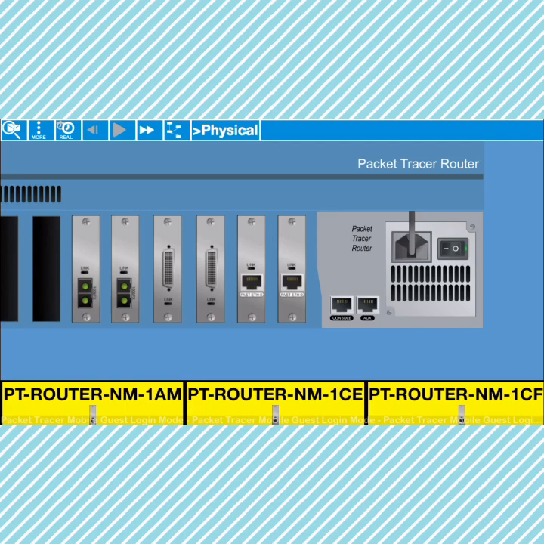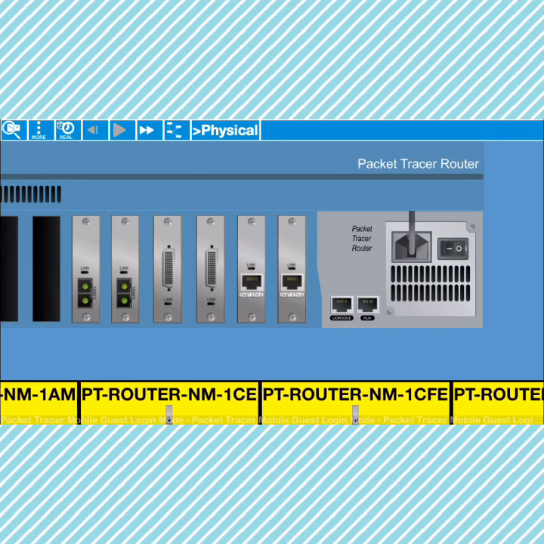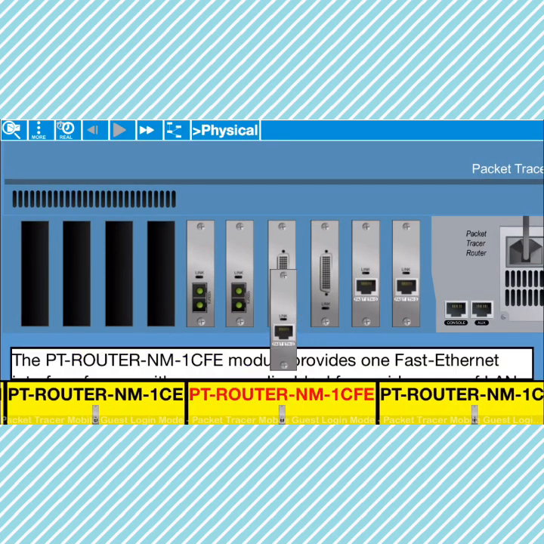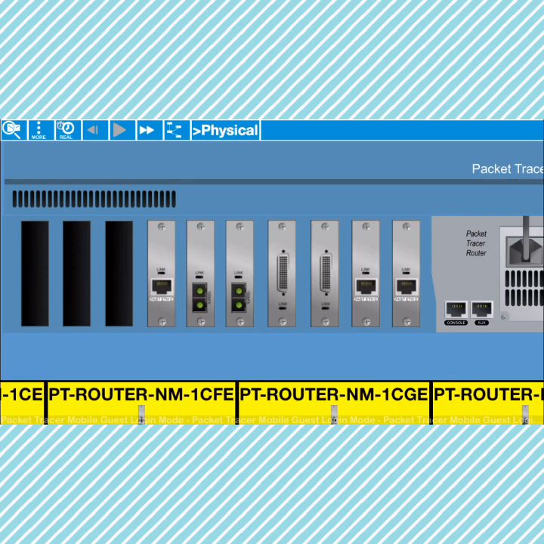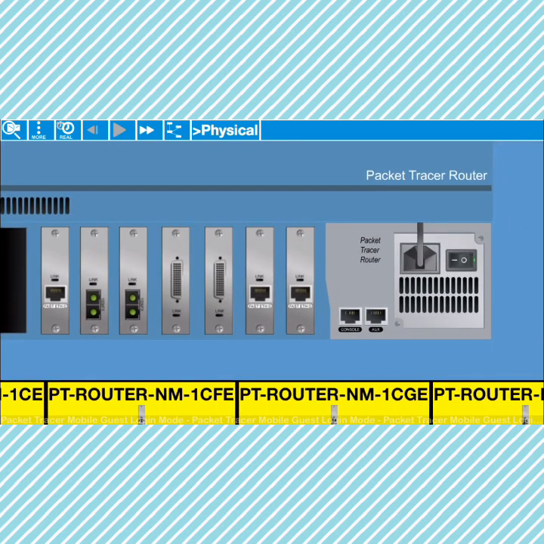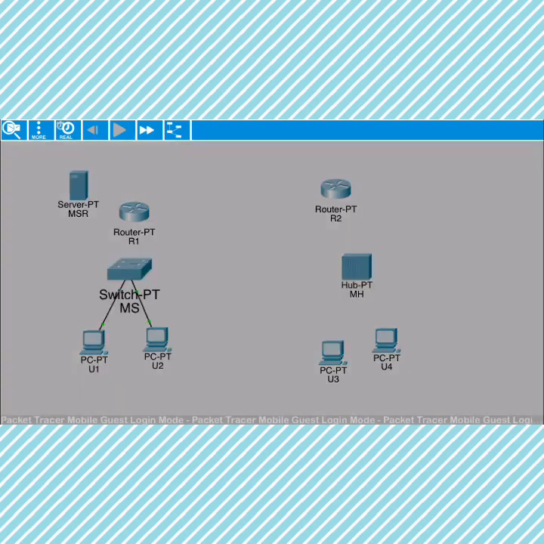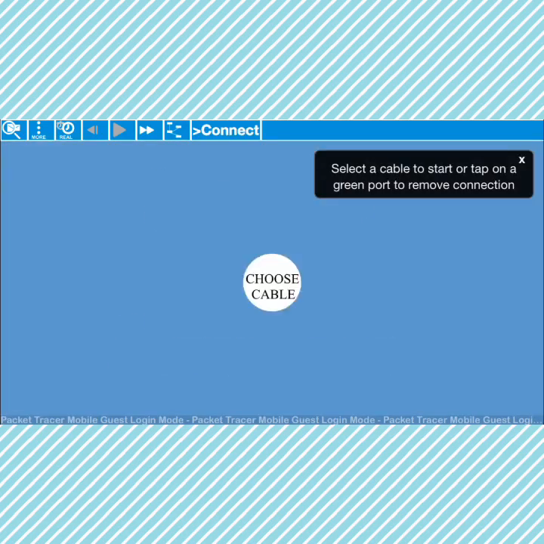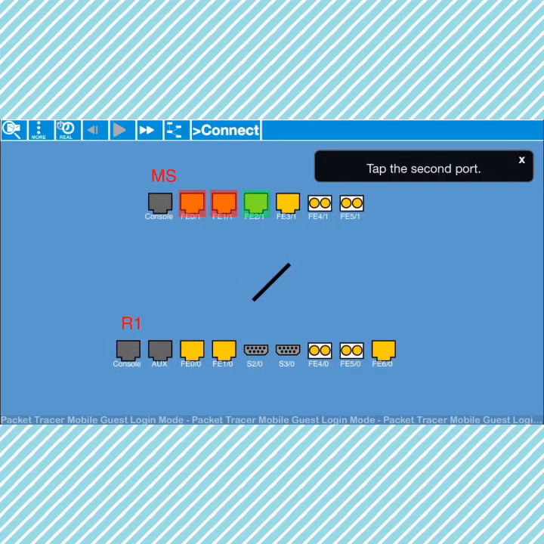So to do that, let's go to physical and turn off the router first. And add a PT router NM 1 CFE slot. So let's drag it and put it there. So pag na-add na natin, turn it on again. And there. So connect na natin si switch to our router using straight through cable. So tatandaan natin gagamitin natin na slot papunta kay R1. So gagamitin natin from switch to R1 is the slot FE0/0.